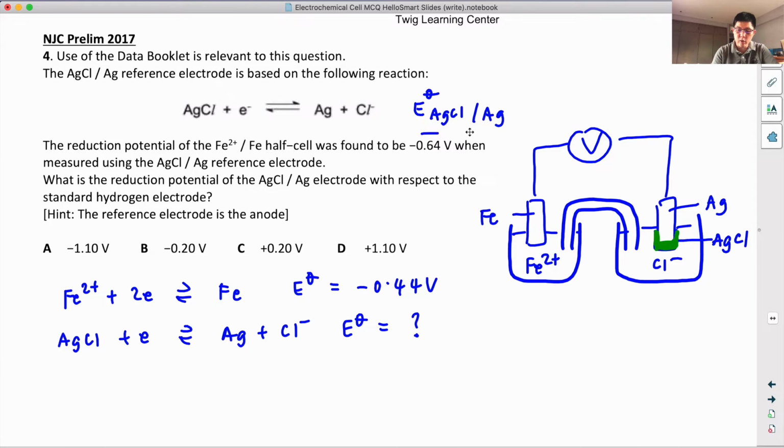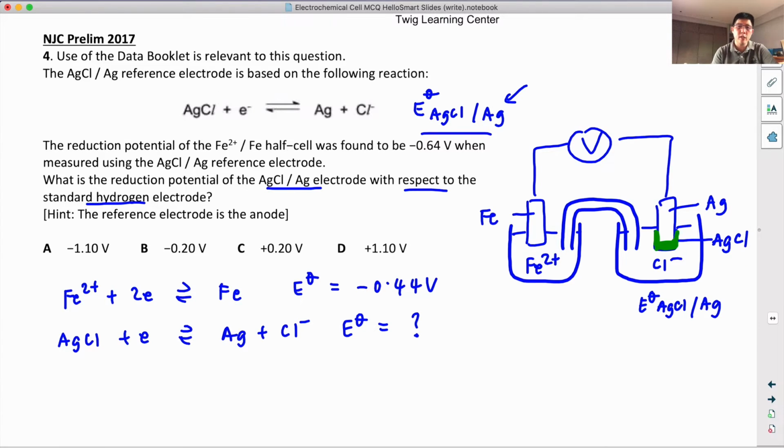Okay, so this value is the electrode potential, already with reference to the standard hydrogen electrode. I'm going to write it over here. This is what you're supposed to find. They ask what's the reduction potential of this electrode with respect to the standard hydrogen electrode, which is actually this value here. Okay, let's read the question.